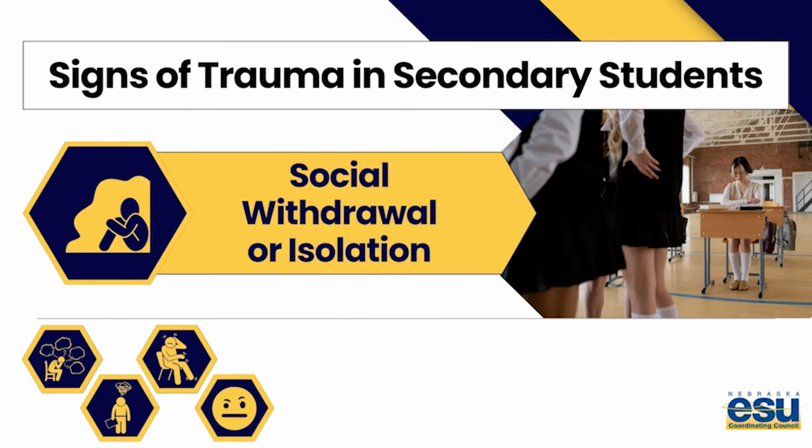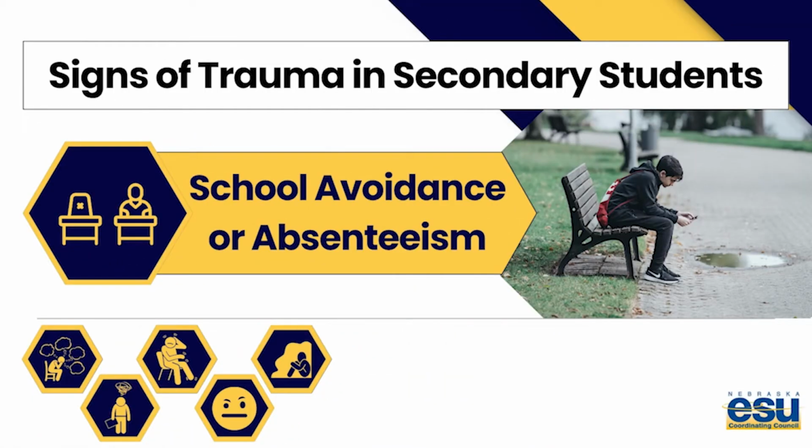Social withdrawal or isolation. You may also notice social withdrawal. Trauma-affected teens may disengage from social groups, lose interest in activities they once enjoyed, or intentionally isolate themselves. School avoidance or absenteeism. In some cases, this withdrawal leads students to avoid school altogether, either due to anxiety, avoidance of triggers, or the overwhelming nature of the daily routines.